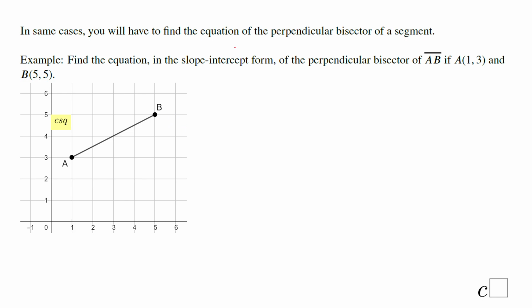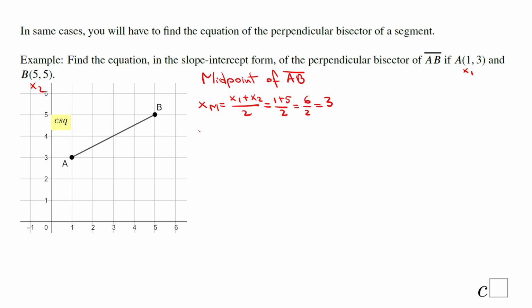So this one, first of all, you want to find the midpoint of AB. Why? Because if you remember, the perpendicular bisector goes through that point, the midpoint of the segment. So the formula for the midpoint is xm equals (x1 plus x2) over 2. In this case, x1 is 1, x2 is 5. So we have 1 plus 5 divided by 2, that will be 6 over 2, and that will be 3.